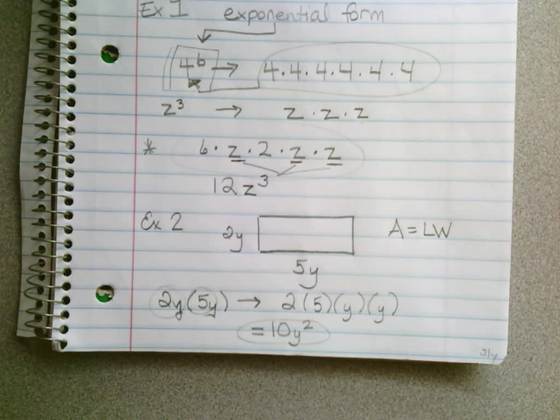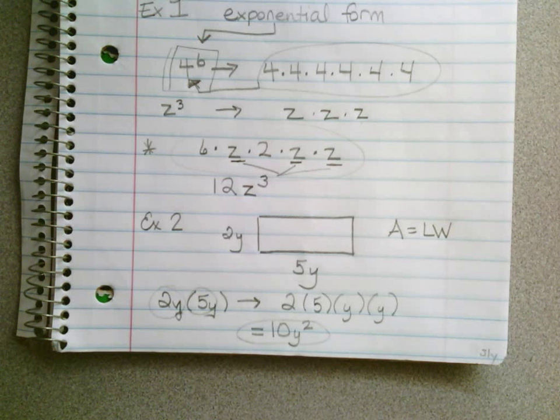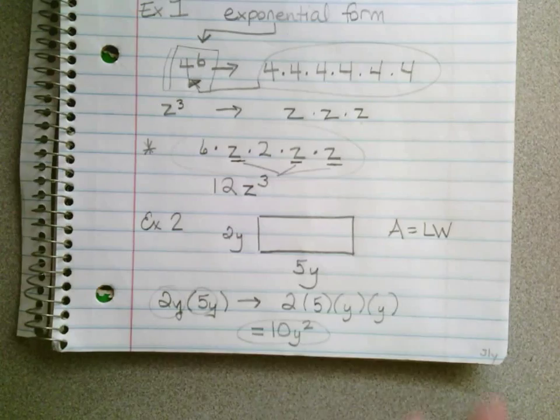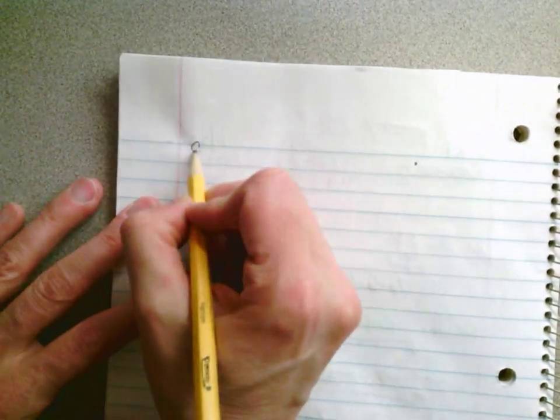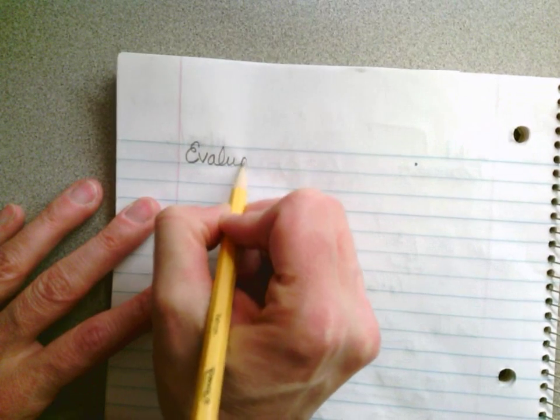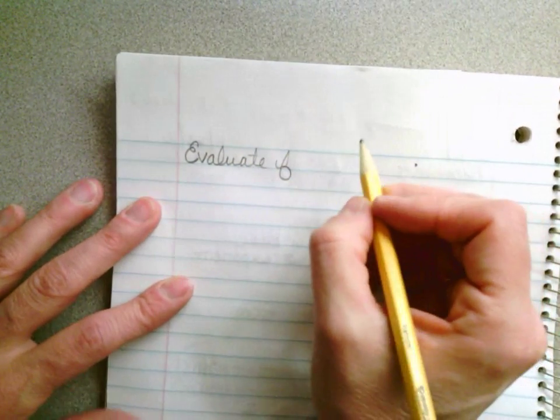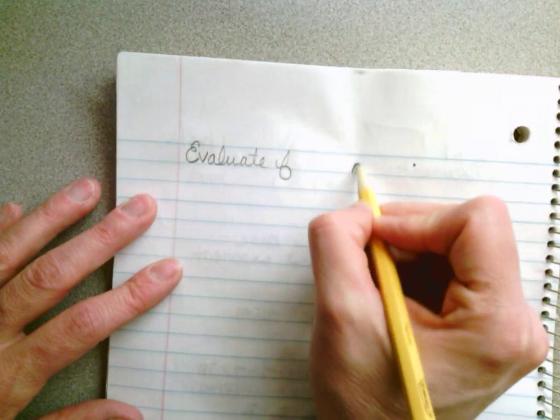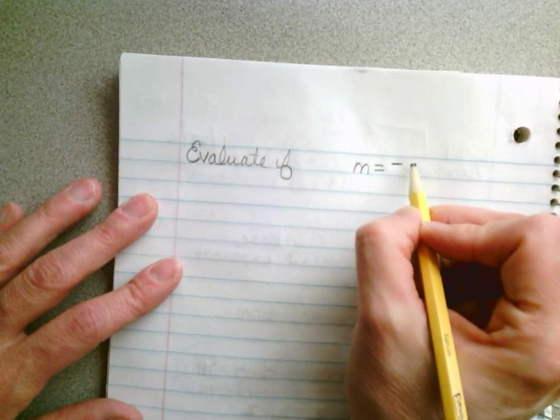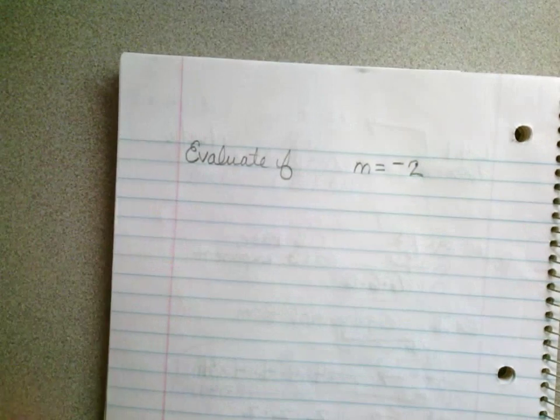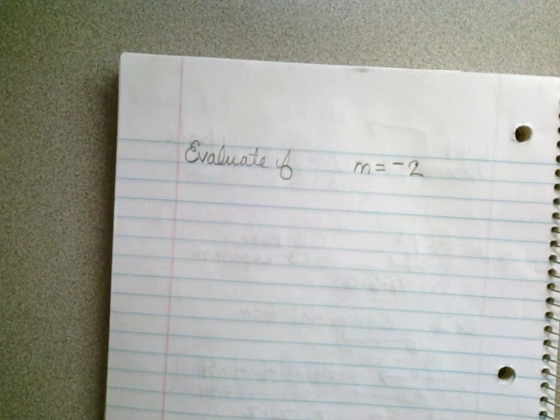Now, some of the rules that end up getting associated with exponents, we're going to get to those in a second. I'm going to just show you one more small example. I'm going to show you the next one, and then I've got to get into some rules. I want you to evaluate the following two things if the variable m is equal to -2. M is equal to -2.